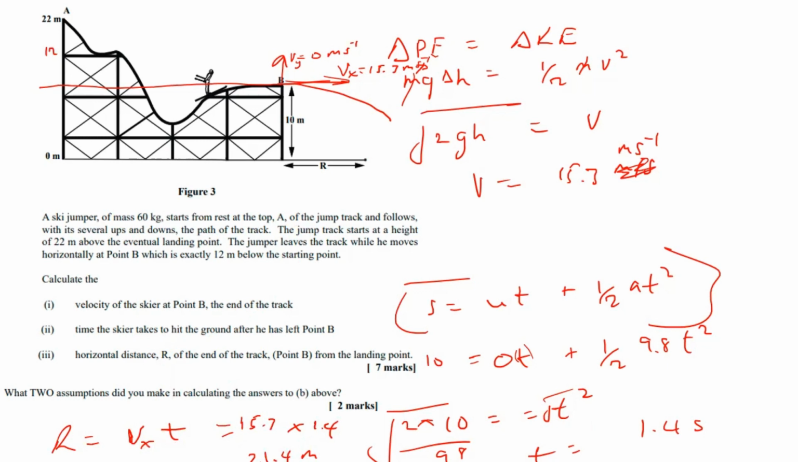They asked us to state two assumptions that you would make while doing the calculation. I would assume that no energy is lost due to friction, and also that there is negligible air resistance. I think those are the two assumptions I could make. I don't know if you can think of any other assumptions, but if you can, that would be good.